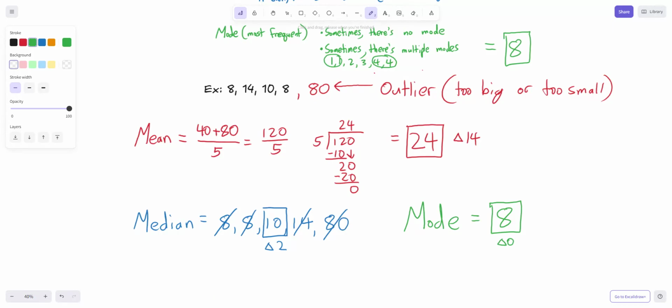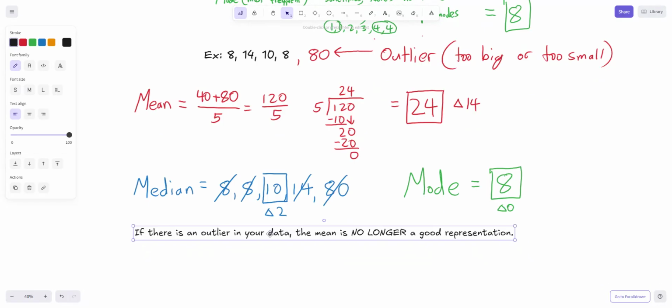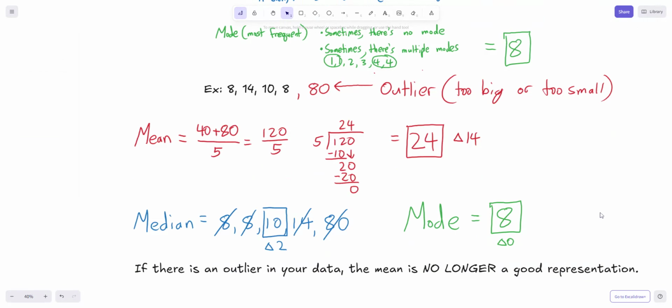So the key point I want you to remember is that if there is an outlier in your data, the mean is no longer a good representation. This 24 right here does not represent your data anymore. So with an outlier, do not use the mean. Generally, median is always a safe bet.